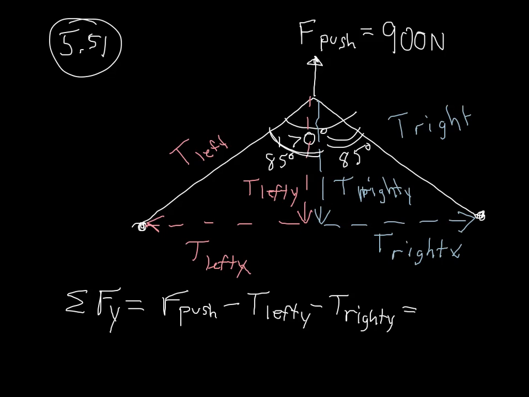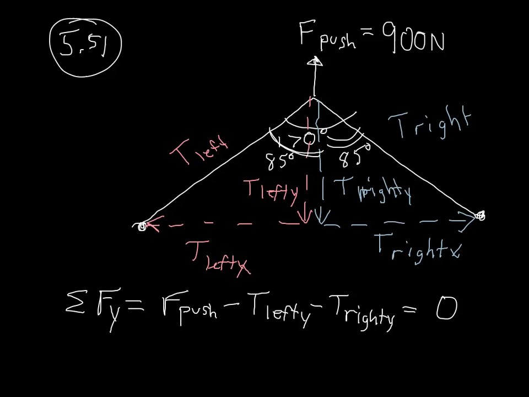This is going to be equal to the mass times the acceleration in the y direction. What is the mass times the acceleration in the y direction? 0. And why is it 0? Because nothing's moving. He's not having much success with his little clever scheme to get his car out of the mud. Okay, so this is equal to 0.